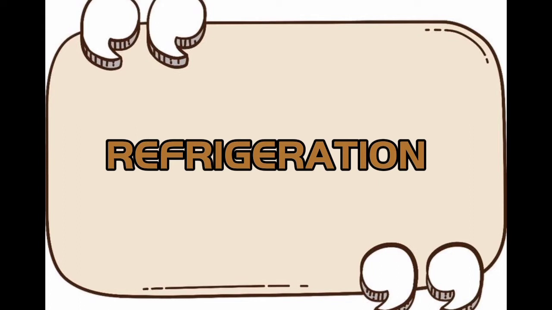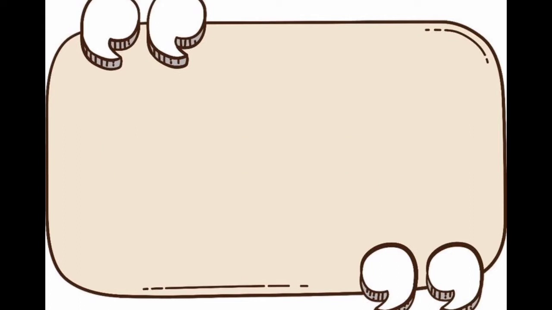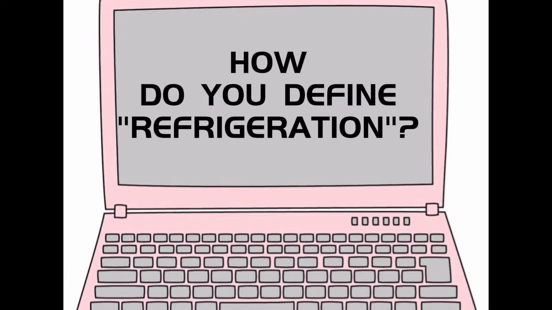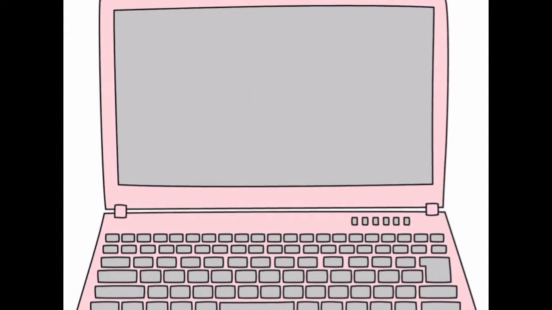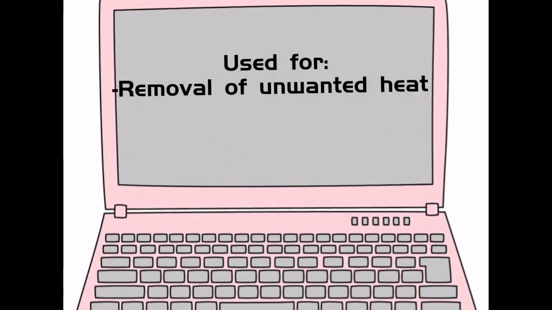So today we will be going to discuss refrigeration. How do you define refrigeration? It is the process of removing heat from an enclosed space or from a substance for the purpose of lowering the temperature. And what is refrigeration used for? It is the removal of unwanted heat from a selected object, substance, or space, and its transfer to another object, substance, or space.